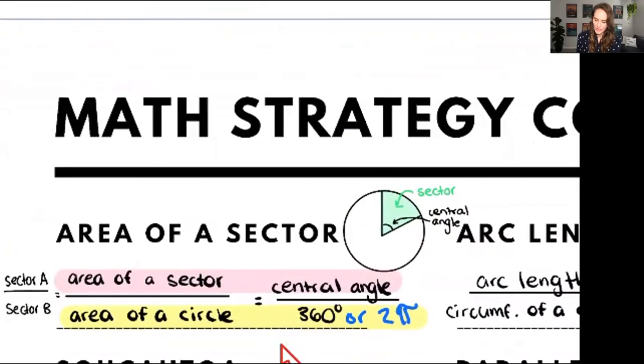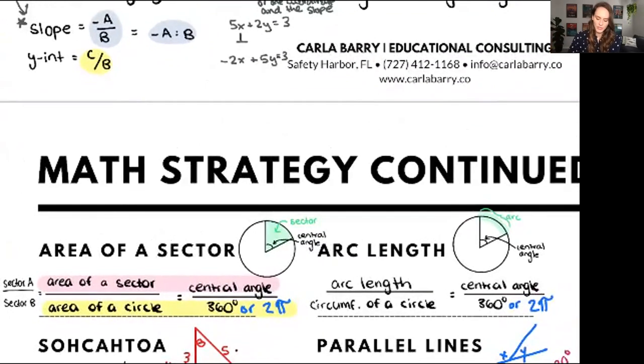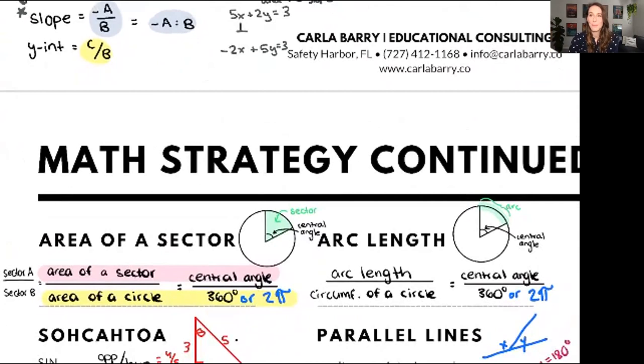Area of a sector and arc length. Your sector is just going to be a piece of the pie, and your arc length is going to be a piece of the circumference. So for sector, we're going to use the area of the whole circle, and for arc length, we're going to use a piece of the circumference. When you're using these equations, also remember, instead of putting area of a sector over the area of a circle, you could put sector A over sector B, or arc A over arc B.